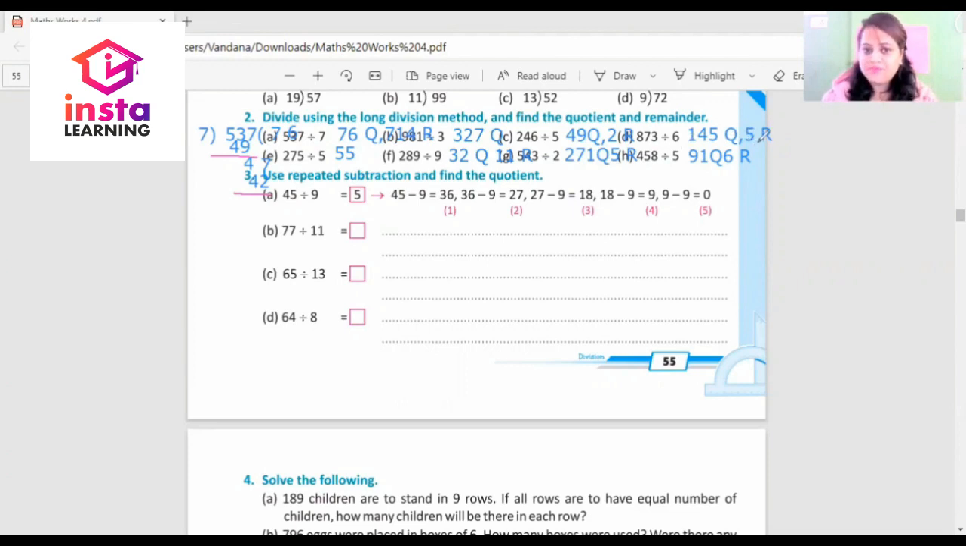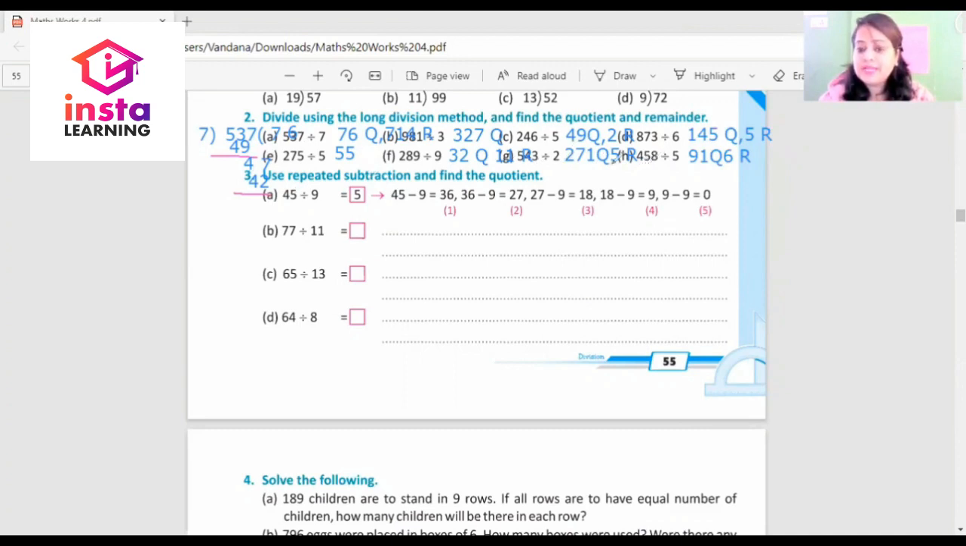Remainder is 5. It's your E question, that is 275 divided by 5. You will get the answer, your quotient is 55. And 289 divided by 9. Quotient is 32, and 11 is your remainder. Okay. And 543 divided by 2. 271 is your quotient and 5 is your remainder. Okay. By subtracting the numbers like this, you will get the answer as your remainder. Okay. That's all for now.